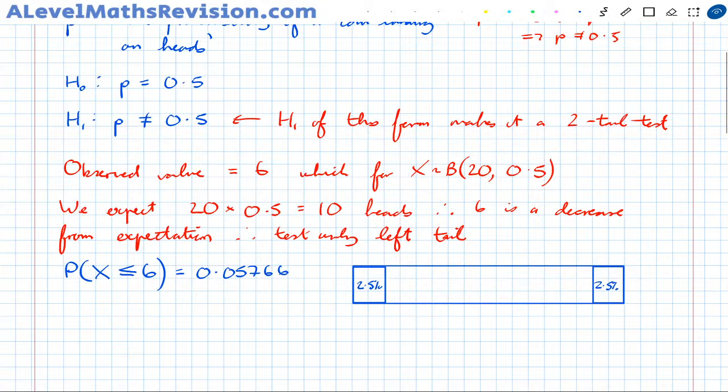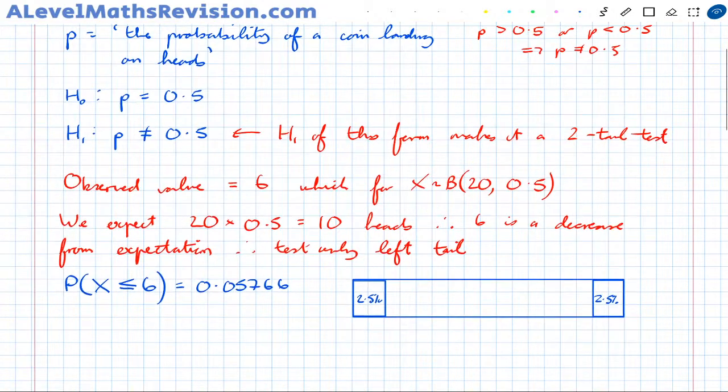The only one relevant really is the left-hand tail. The only one we've got hope of rejecting the null hypothesis for is the one in which the data has gone in the same direction. There is no way we could convince anybody that actually there are more heads coming up than usual and present them with the evidence 6 when you actually expected 10. So we can just dismiss that outright. We've seen a decrease. There's no way that that's going to show evidence of an increase. So we'll just not bother testing it.